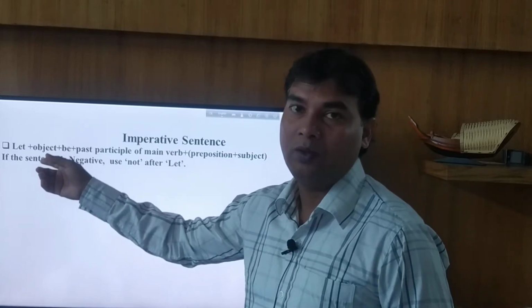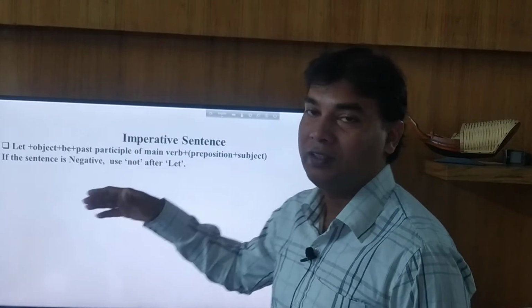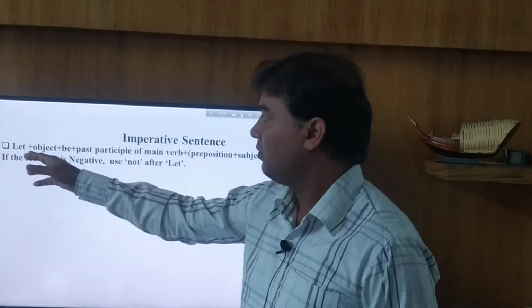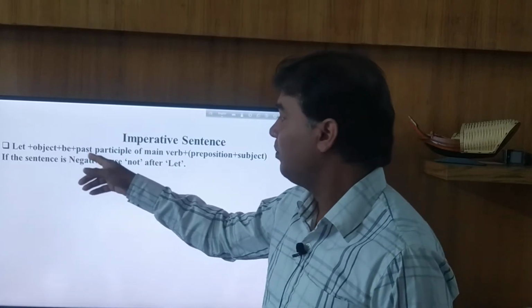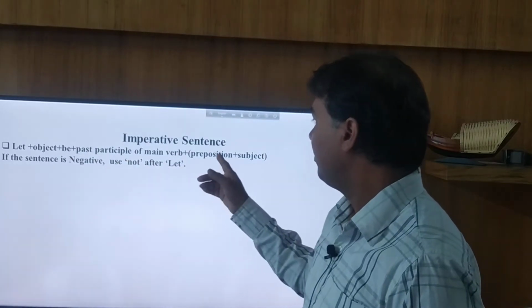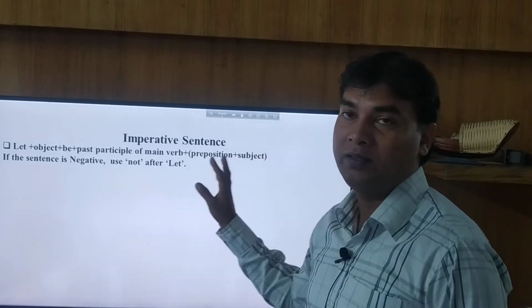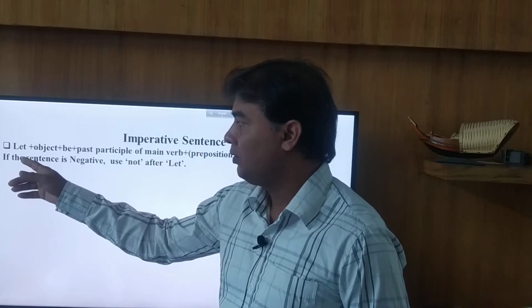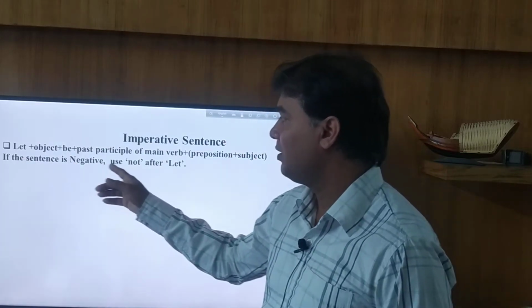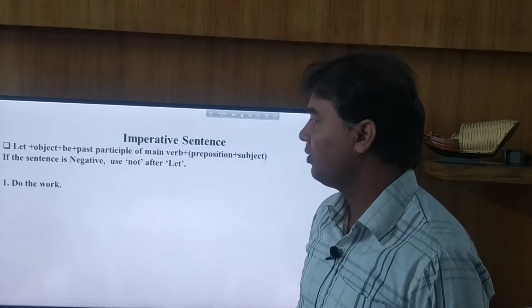This is the basic rule of voice change. If the sentence is imperative, first of all you need to write let, then the object, then be, then the past participle of the main verb, then the preposition, then the subject if it requires. But you need to know one thing: if the sentence is negative, use not after let. Okay, now see the example.